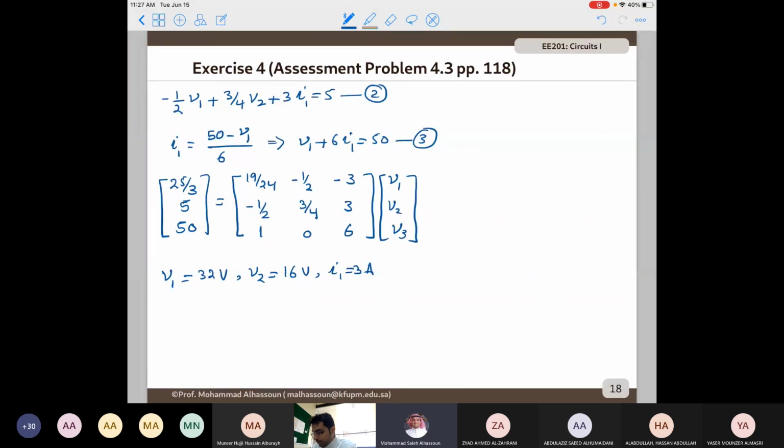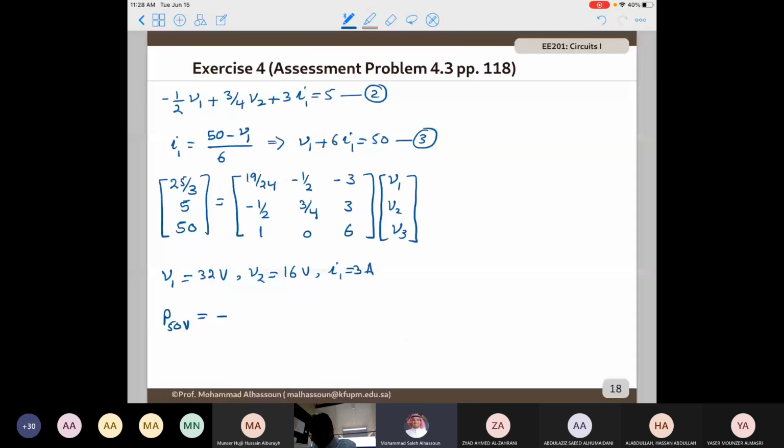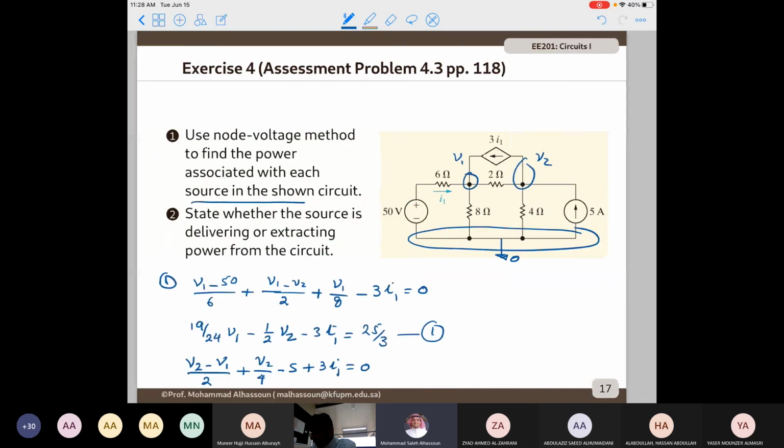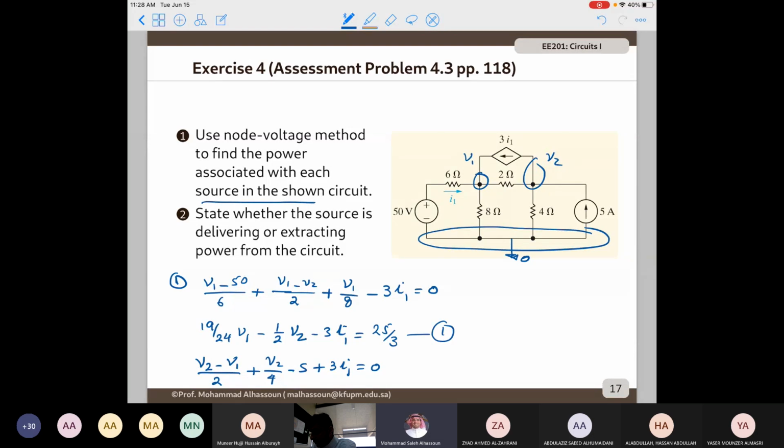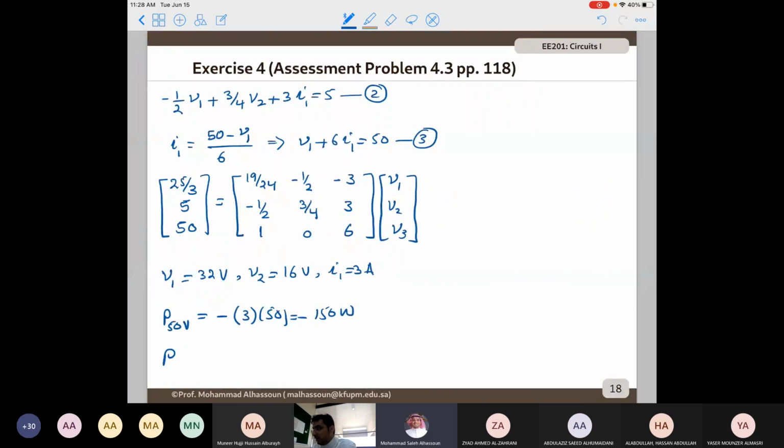So the power of the 50 volt source is going to be minus the current that's flowing, which is minus I1, multiplied by 50. So I1 is 3, times 50, which is minus 150 watts. The power of the independent current source, which is the 5 ampere, the voltage across it is V2, which we found to be 16.